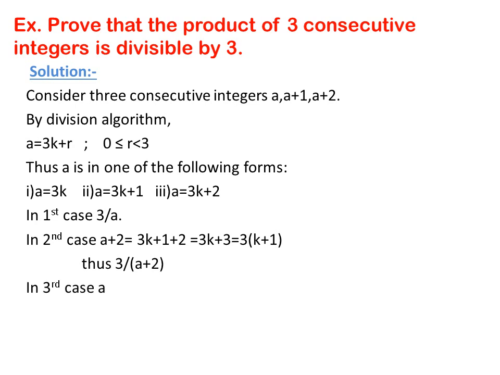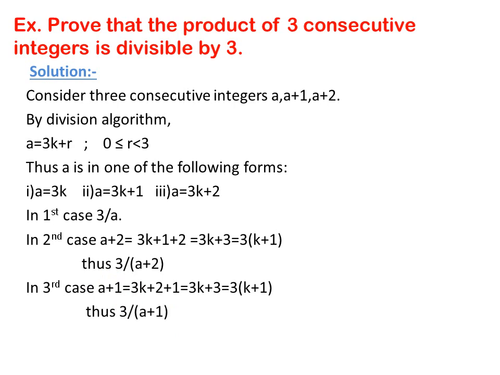Now in the third case, if a is in the form of 3k plus 2, then if we take the second integer a plus 1, we will get 3k plus 2 plus 1, which can be written as 3 times k plus 1 again. So in this case also, a plus 1 is divisible by 3.